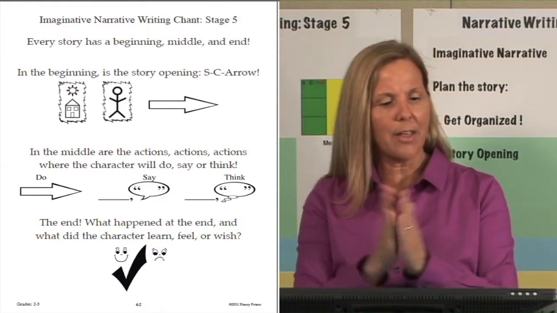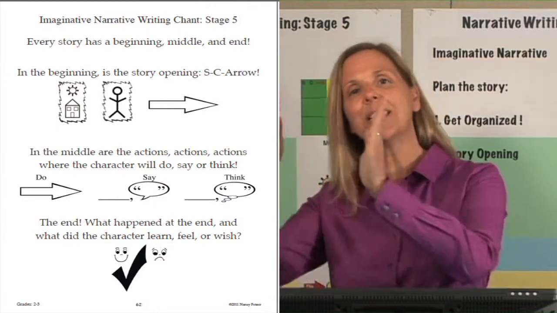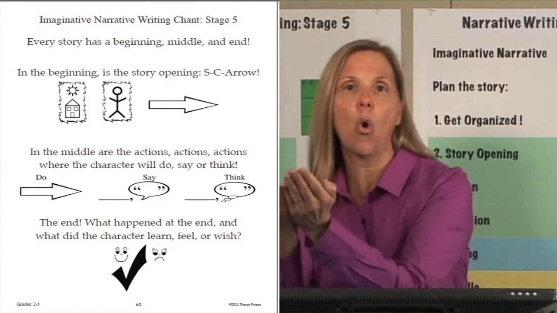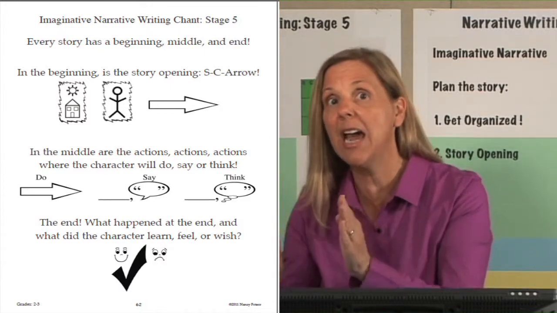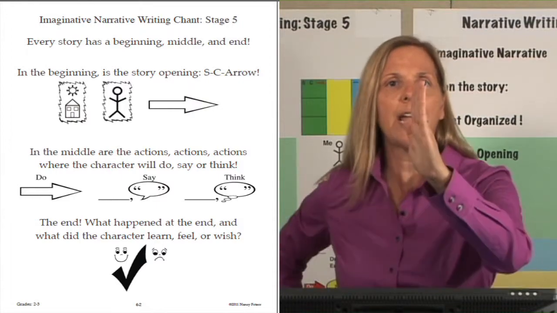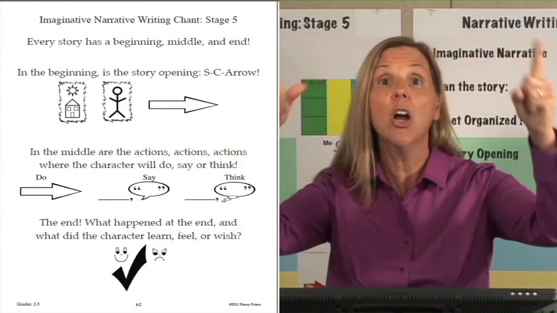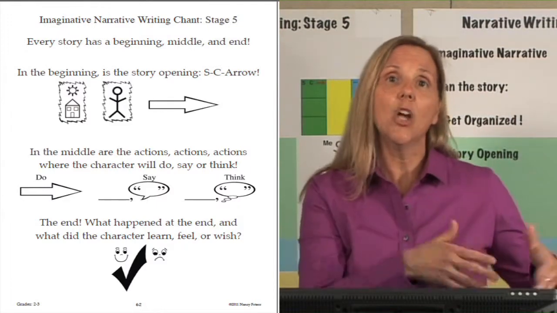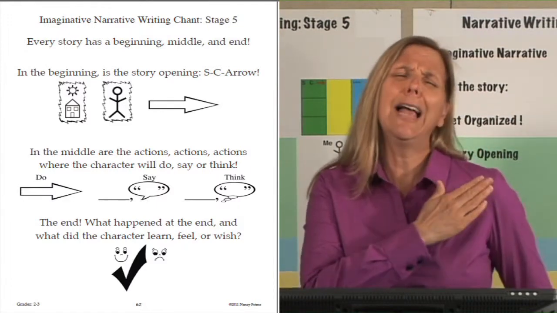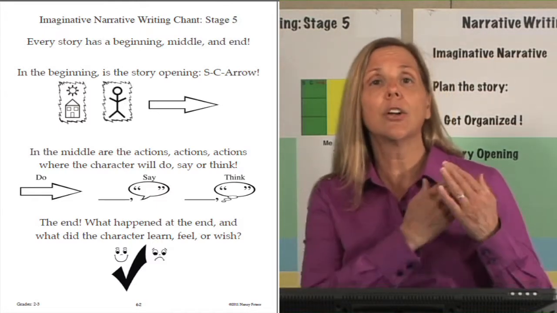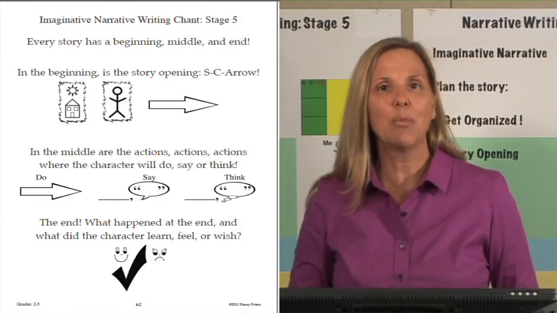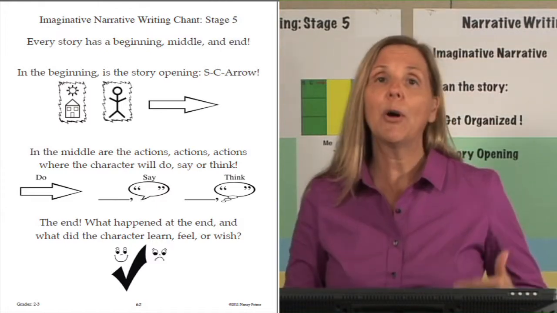Let's put our hands together just like this. Every story has a beginning, middle, end. In the beginning is the story opening, SC arrow. In the middle are actions, actions, actions, where the character will do, say, or think. The end, what happened at the end of the story. And reflection, what did the character feel, learn, or wish after the story was over. Those are all the parts of our story.